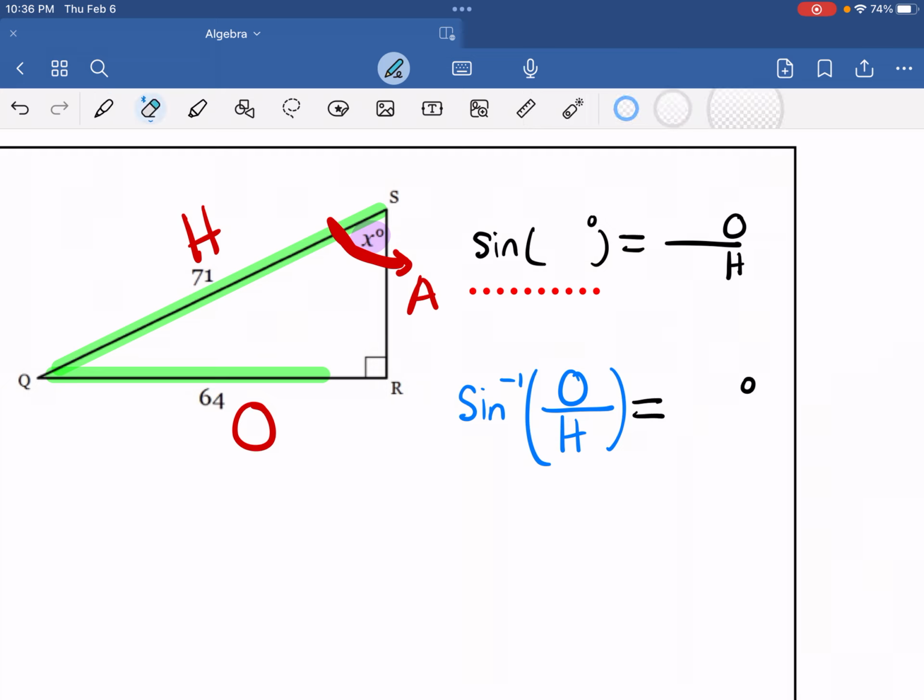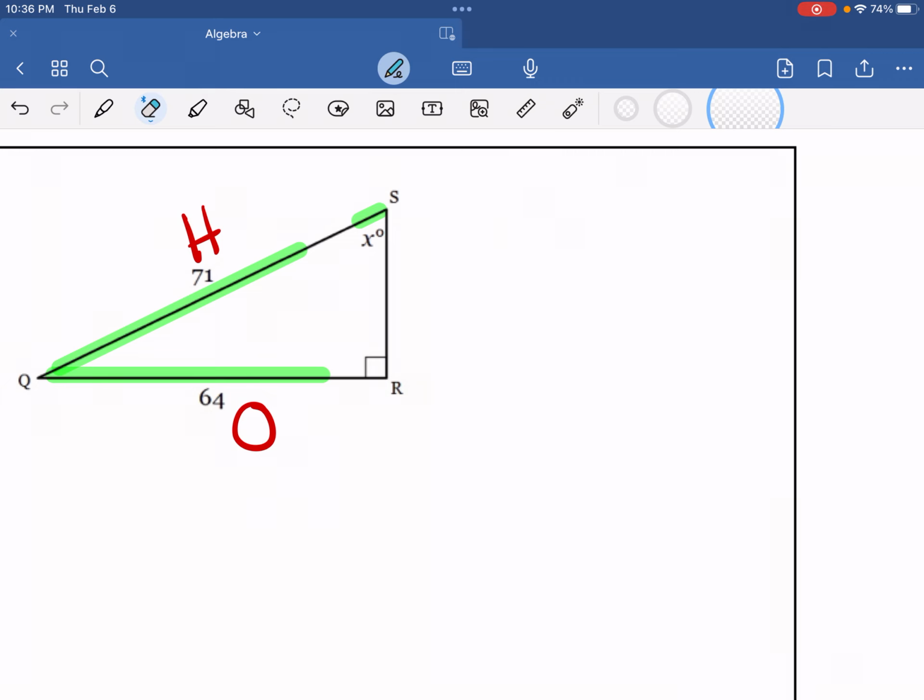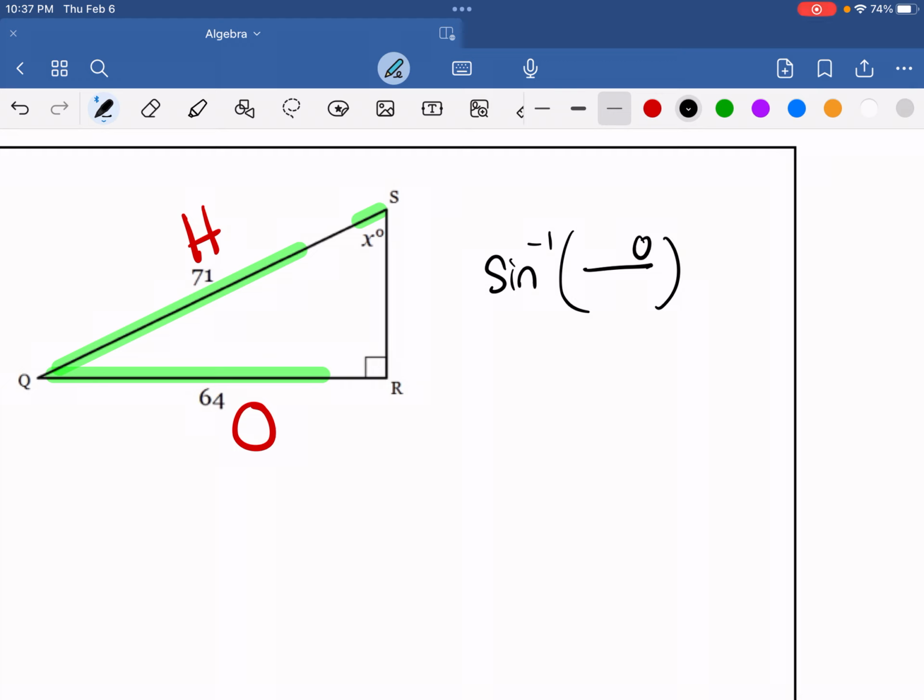We do not need one side. That would be adjacent because it was blank. There's nothing there. So we can only use O and H. And again, that would be sine. Cosine is A and H and tangent is O and A, opposite and adjacent. So for this one, we are going to use inverse of sine. So we're going to write sine inverse. And here is where you put the ratio. So opposite goes on top, 64, and on the bottom, 71. And this is your answer.